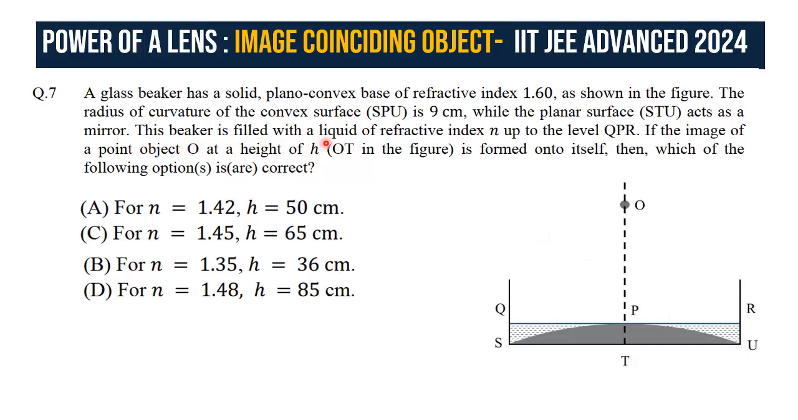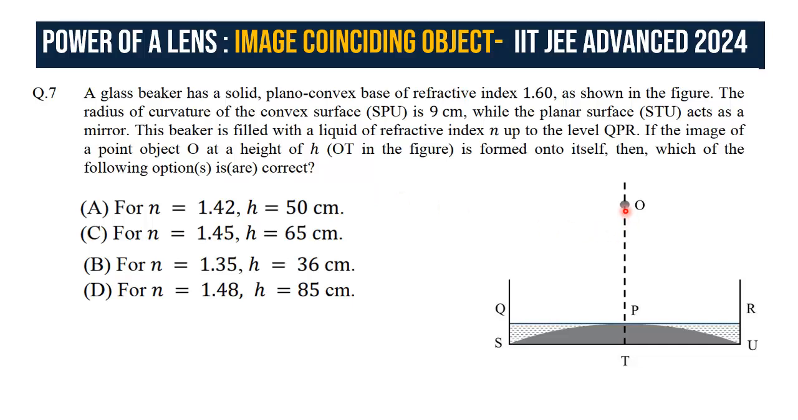This beaker is filled with a liquid of a refractive index n up to the level QPR. So liquid is filled, so this is the liquid and this liquid is up to level QPR and refractive index of this liquid is n. If the image of a point object O at a distance h, OT in the figure, is formed onto itself, then which of the following options are correct?